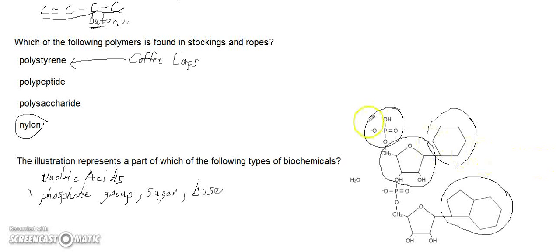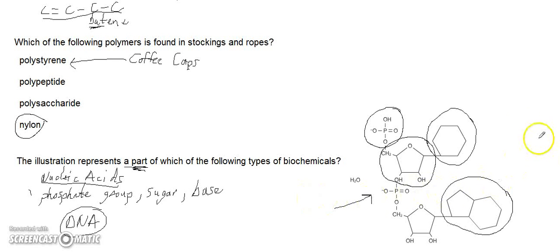Now, the answer is nucleic acid. However, remember, nucleic acids make up DNA and RNA. So if it says the illustration represents a part of which of the following molecules, if you have nucleic acids, then that's the answer. If you don't have that, but you have DNA, then DNA would be the answer, right? Because nucleic acids make up DNA. So this is very small. There's only 2 nucleic acids. Your DNA is millions of nucleic acids long, but this could be a small part of DNA.